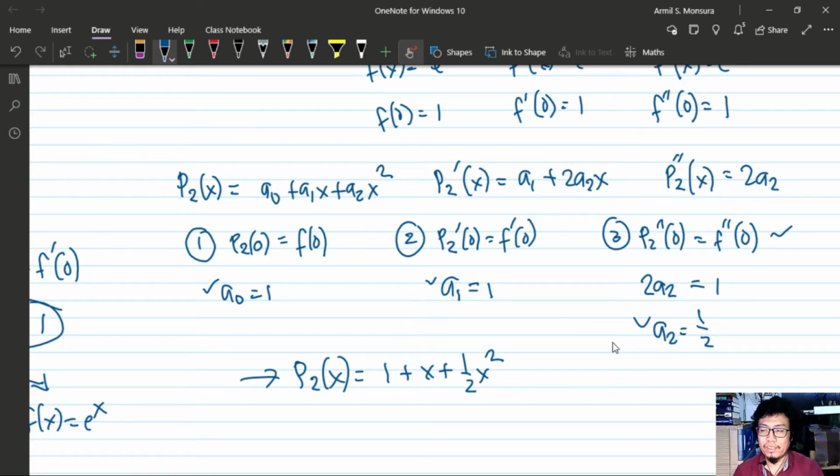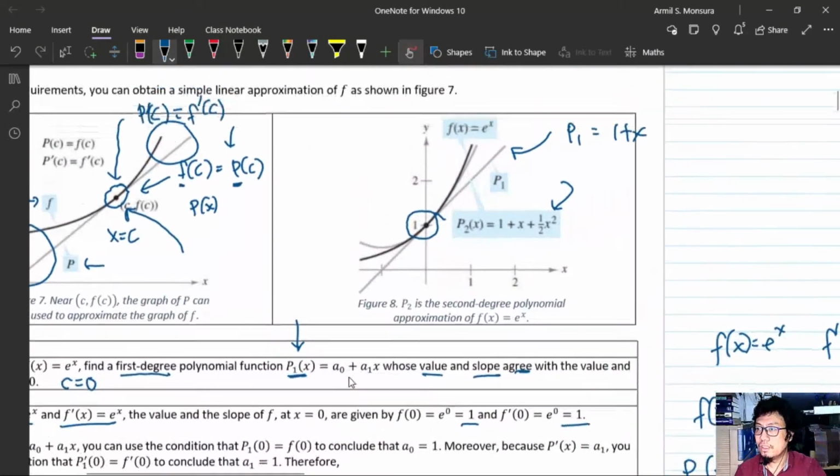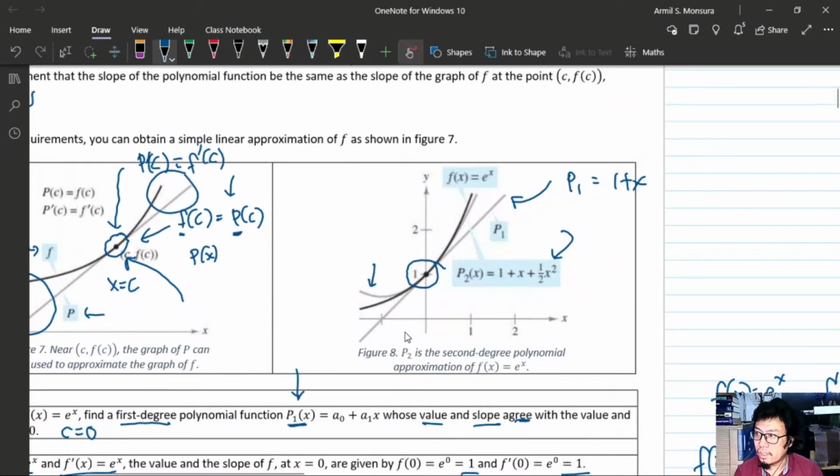So this second order or second degree approximating polynomial, if you take a look at this one, would be this curve. And it would have a better shape than that of P1, at least near x equals 0.